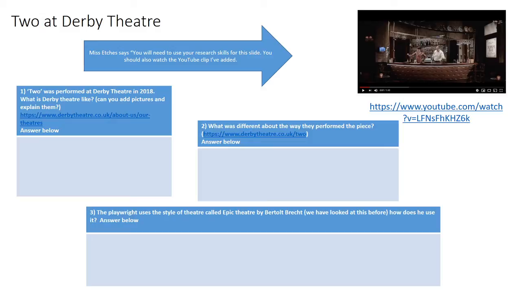What is Derby Theatre like? You can add pictures and explain them. You'll notice underneath there I've put a link. As this is a research-based task, as we weren't able to look at it practically, I have added in certain web pages where you can find that information. It is there, it's just a matter of reading through it.